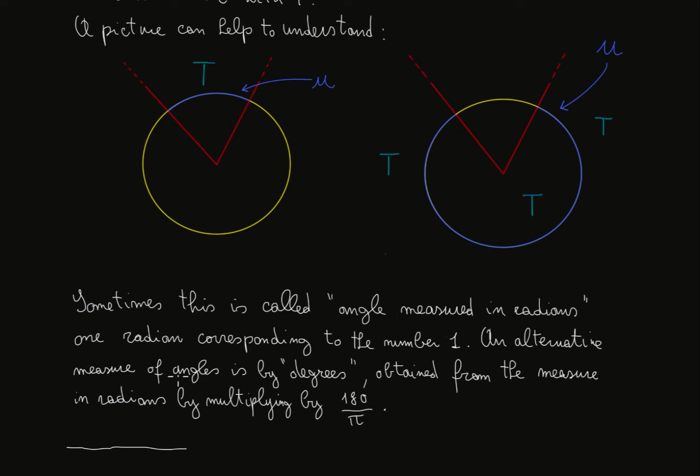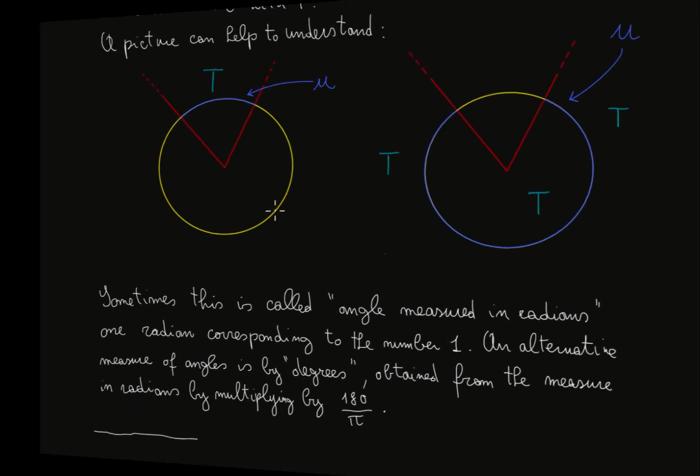An alternative measure of angles is called degrees, and it is obtained from measuring radians by multiplying by 180 divided by pi. Therefore, since the whole circumference is 2 pi, if we multiply by 180 divided by pi, we get 360, which is the usual angular measure for the whole circumference.